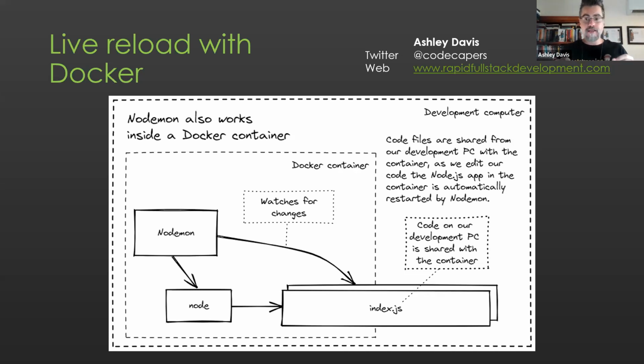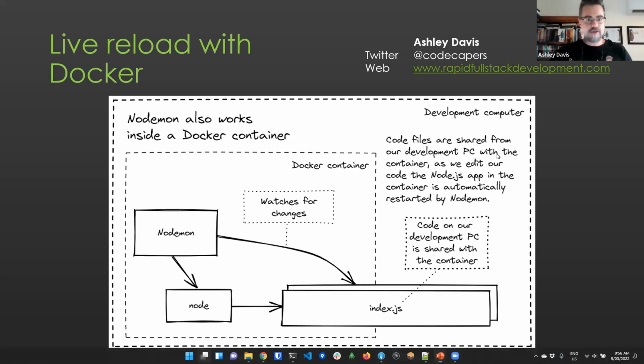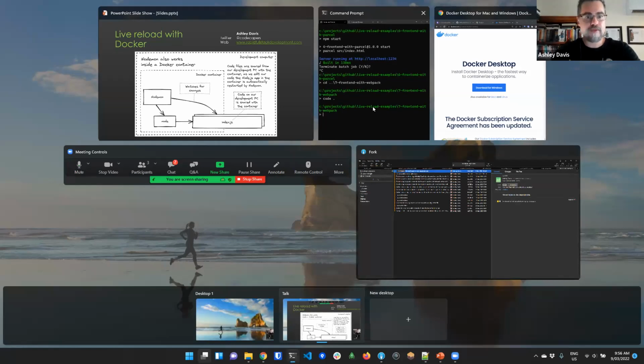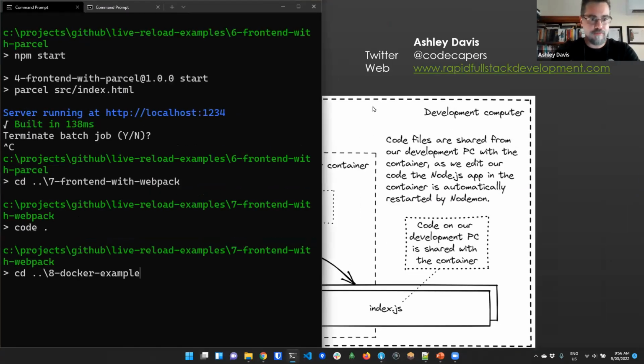So that way, if there was separate source code on the development PC and in the container, there's no way we can edit it. So we need to find a way to share that source code automatically into the container so that Nodemon can pick up those changes and restart the server. So let's have a quick look at the configuration that's required to achieve that. I'm changing into example number 8 now.